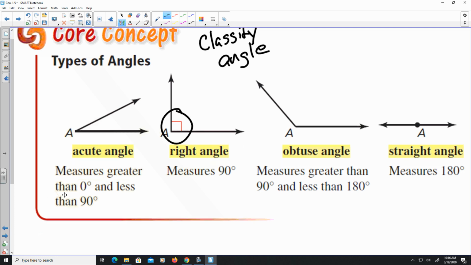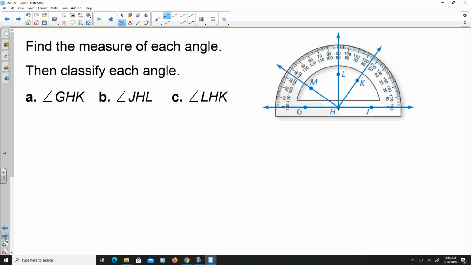So with that, we have a protractor here. We're given a series of angle measures. They want us to classify each angle. They want us to find the measurement of each angle. So first off, I have GHK.